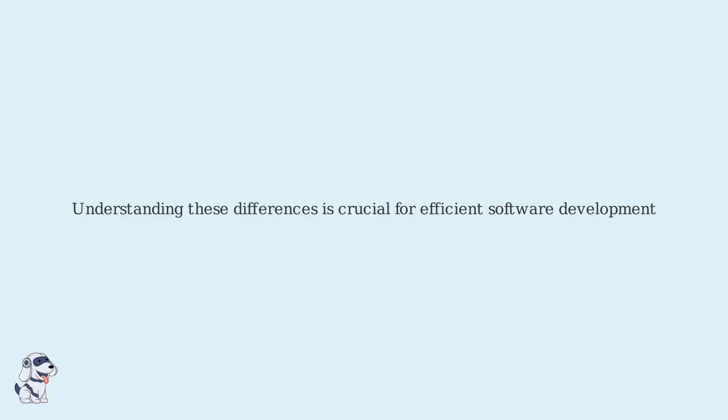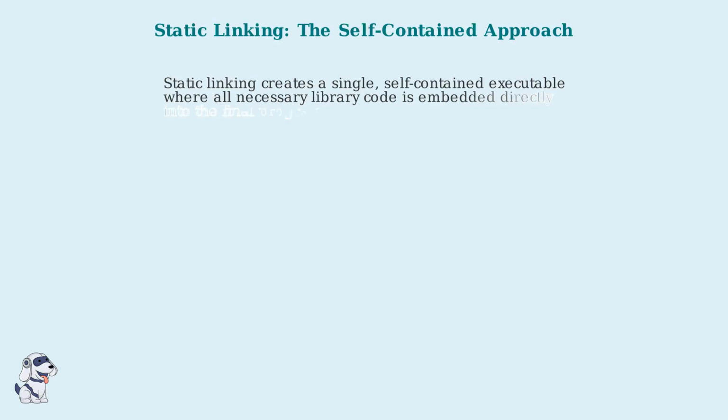Understanding the differences between static and dynamic linking is crucial for making informed decisions in software development, affecting everything from program size to update flexibility. Static linking creates a single, self-contained executable file. All the necessary library code is embedded directly into the final program, eliminating any external dependencies. This means the program can run independently without needing separate library files installed on the system.